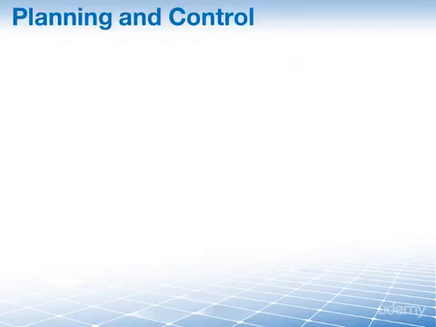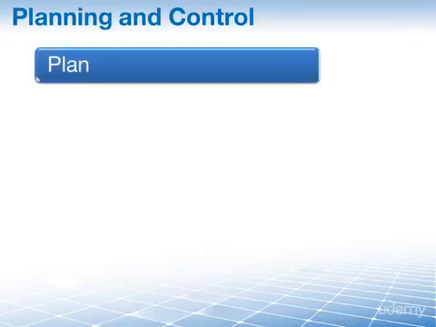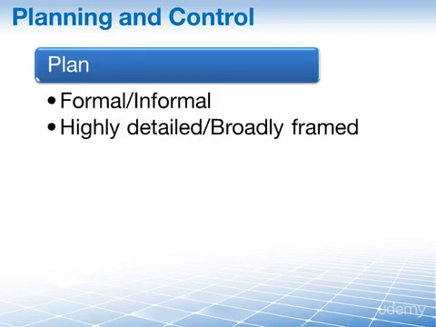And like every other management plan, the communications management plan is a subsidiary plan of the overall project management plan. This can be formal or informal. It could be highly detailed, or it could be broadly framed. That means a statement, like we've just heard on the previous slide, saying that I'll be sending a written project status report to you every other Friday. That could be your communications management plan on a very small project. However, on most larger projects, you're going to want to have something written and formal.